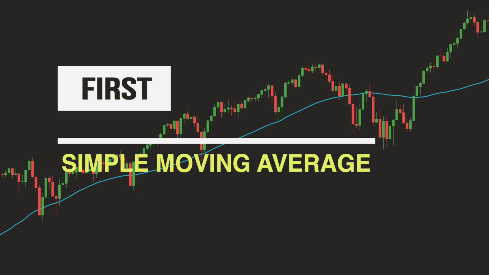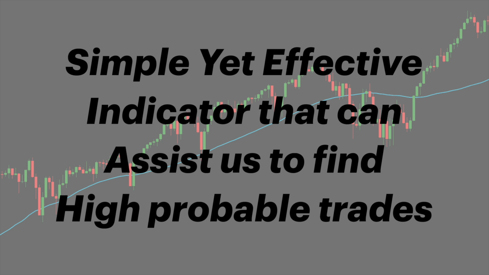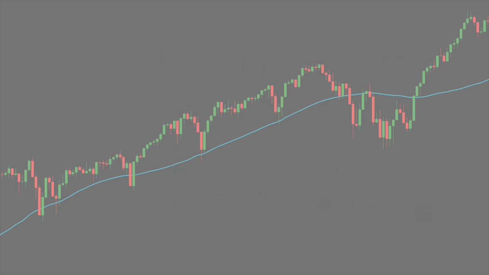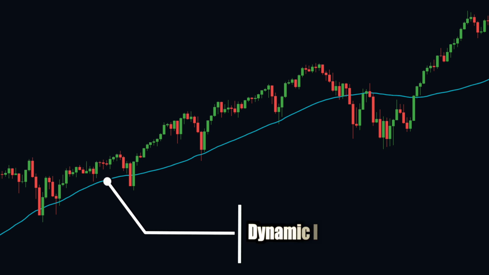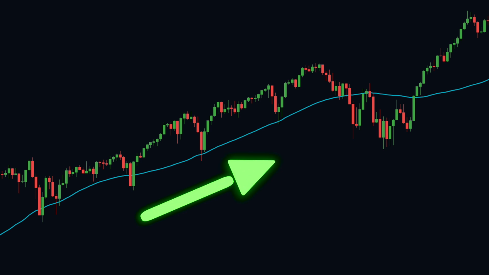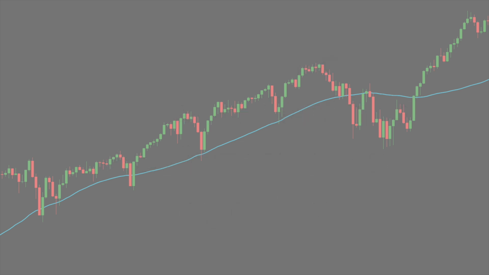The first confirmation method is a simple moving average. If you've seen any of my previous videos, you know how much I love moving averages. They are simple yet effective indicators that can assist us in spotting high probability trades. As discussed in past videos, the moving average functions as a dynamic level of support and resistance. It also assists us in finding the trend. Now, let's look at how we may use the Fibonacci retracement tool and the moving average.